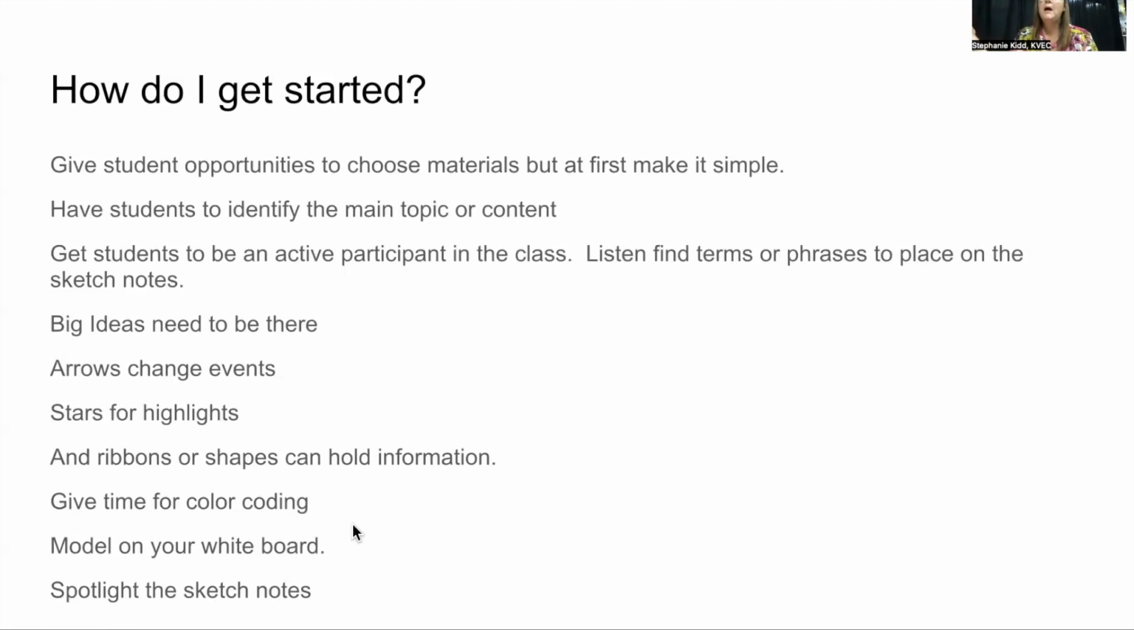And then spotlight your sketch notes, because these are important for our students to see. Hey, look how so-and-so put his notes together. And this gives them a chance to see how being an active listener and putting this information together, or organizing that information from each other, because I may not understand how to organize all of my information. I'm just putting it down.